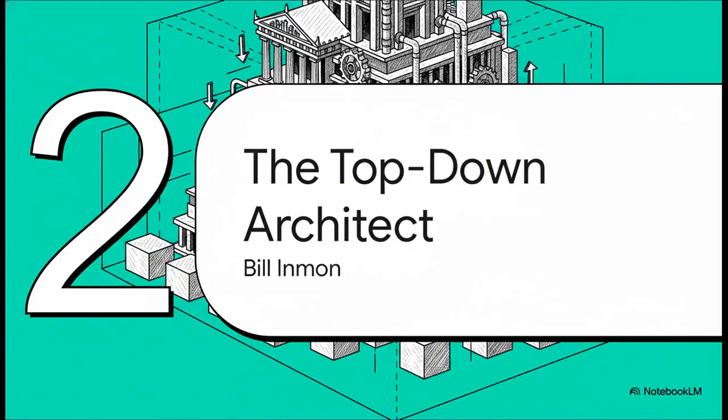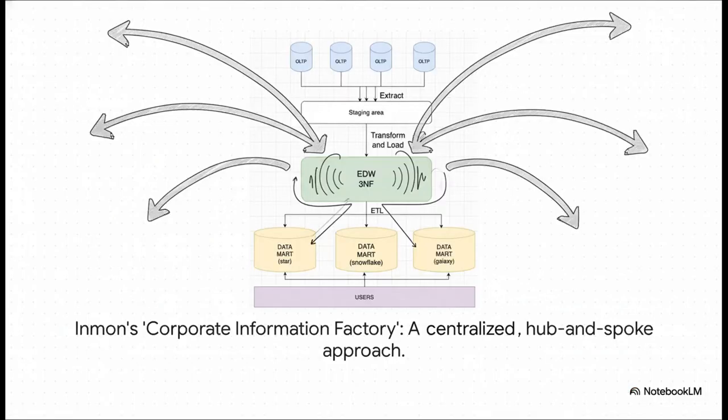So let's start with Inmon's side of the story. You can think of him as the top-down architect. His whole philosophy is about precision, foresight, and building this one perfect grand structure from the very beginning. Now, take a look at this diagram of his corporate information factory. You see how everything flows toward the center?